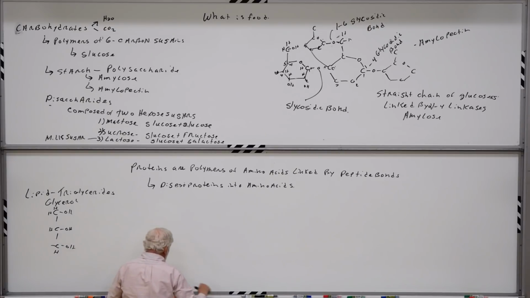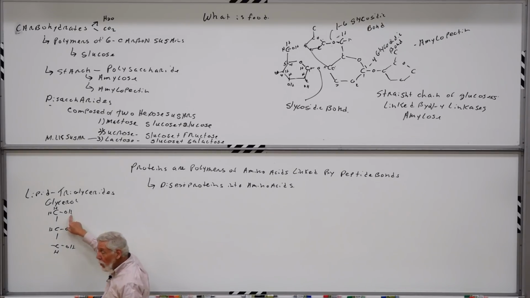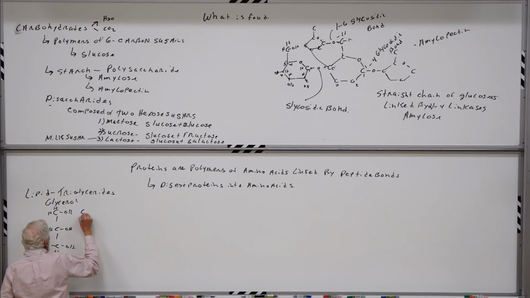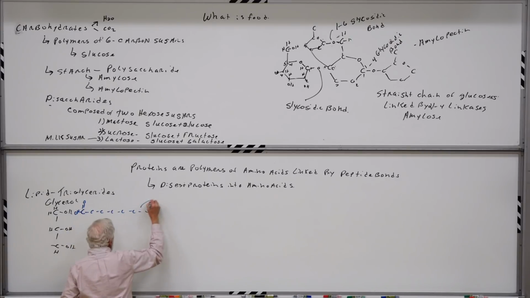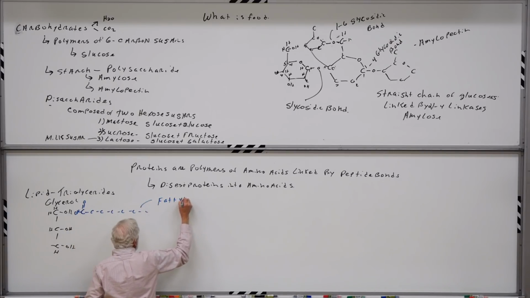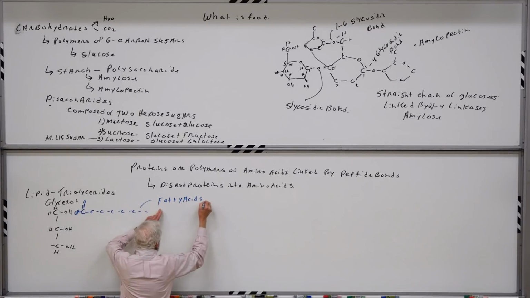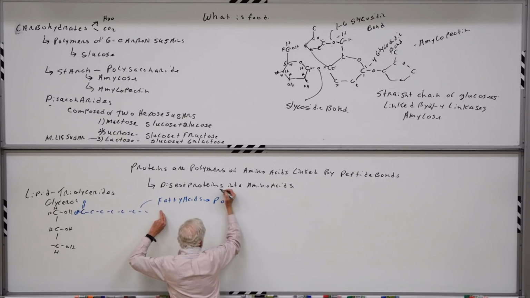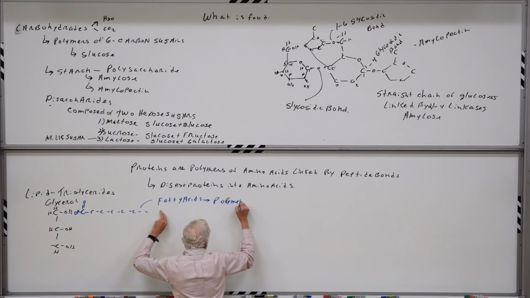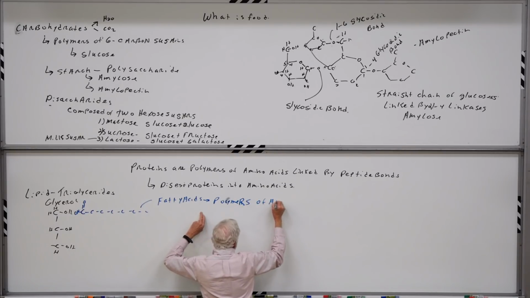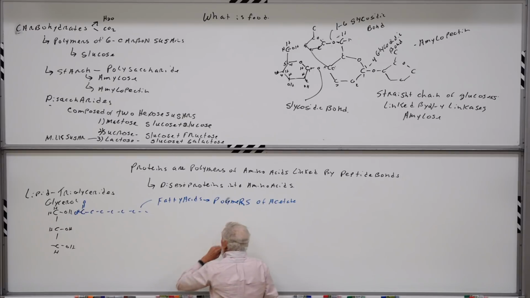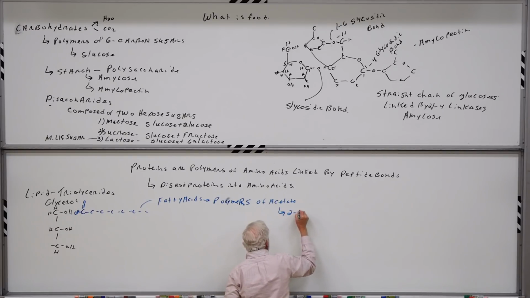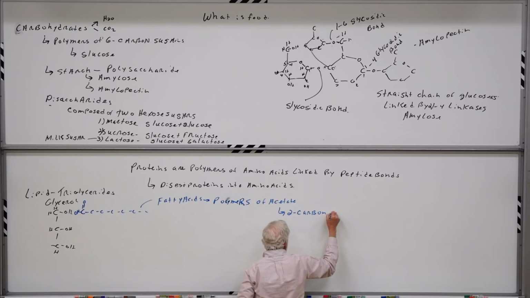And remember that we employed this alcohol along with the carboxylic acid end of these great long structures called fatty acids. We said that the fatty acids are polymers of acetate. And what we mean by acetate is simply the 2-carbon chain.